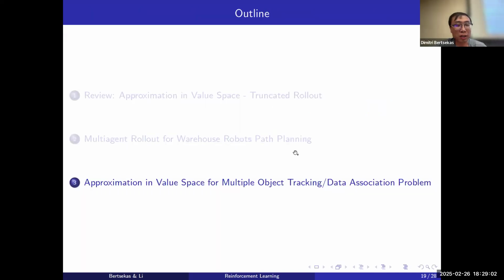Let's move on to the next application, which is approximation in value space applied to multiple object tracking or data association problem.